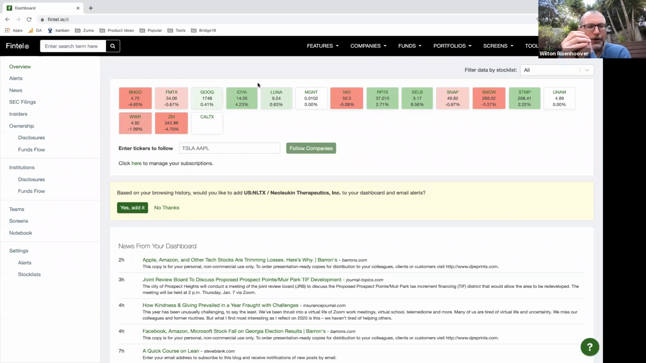This is my dashboard. If you become a registered member of Fintel, then you're going to get a dashboard, and your dashboard is going to come with a certain number of tickers, and you can add tickers here pretty easily by just putting in the ticker here and following a company. Let me just put in GE here and see what happens. So now you can see that we've got GE.